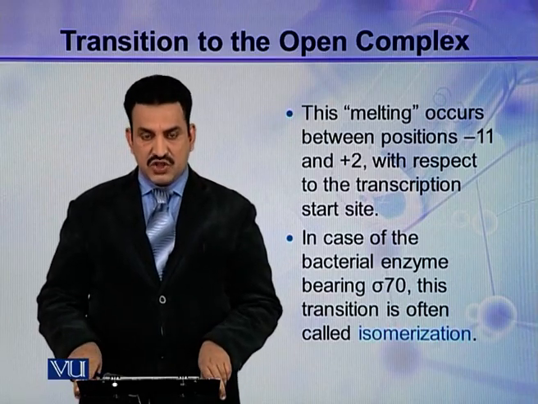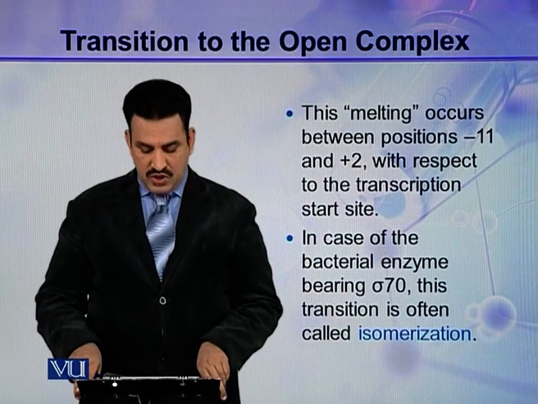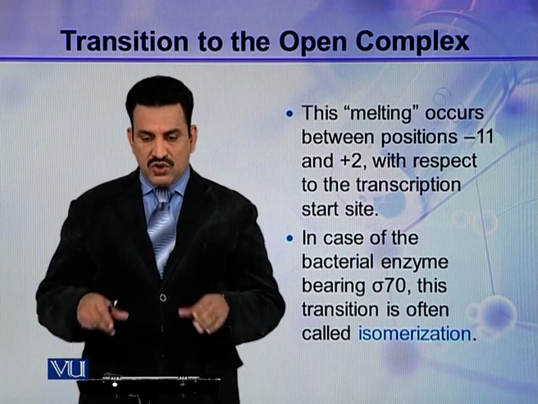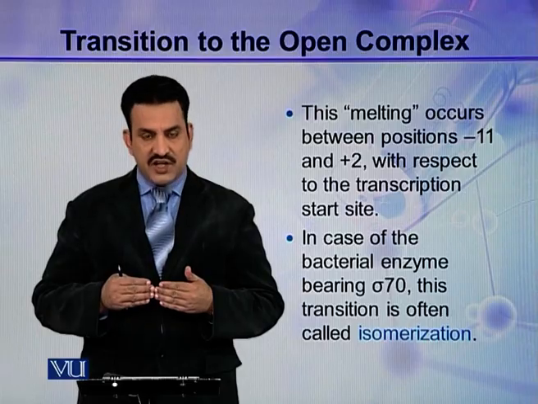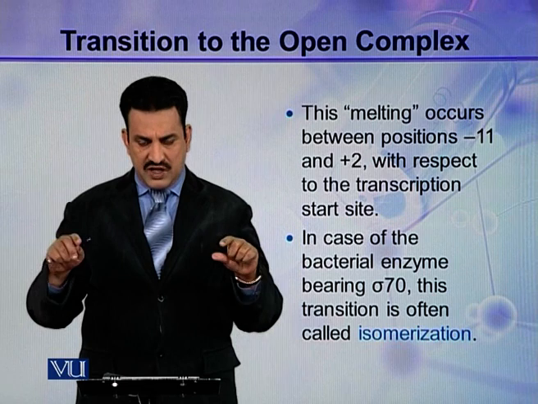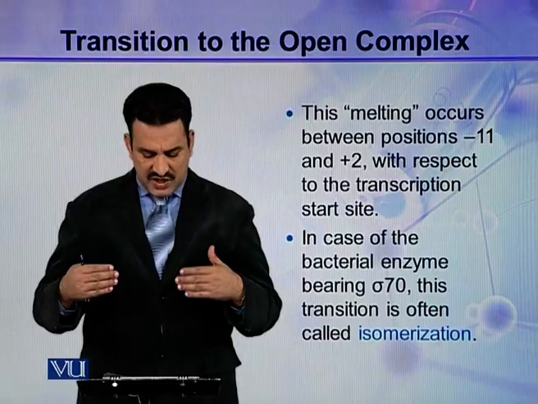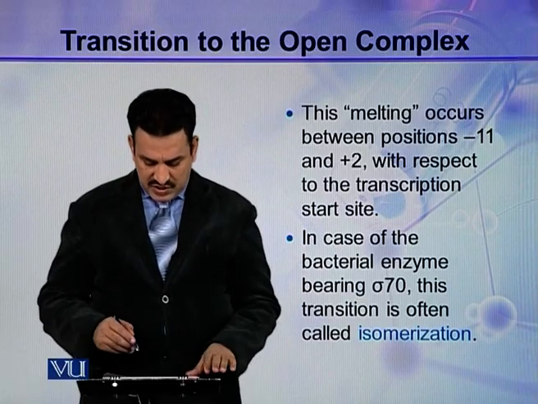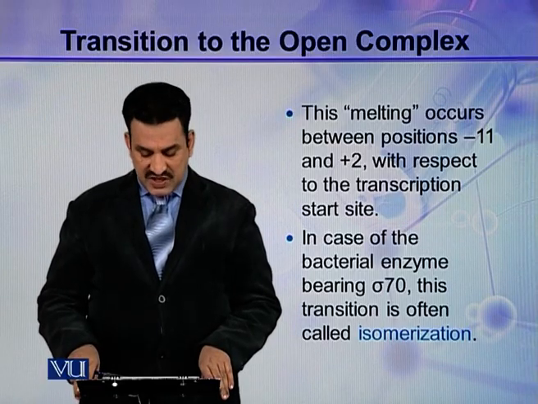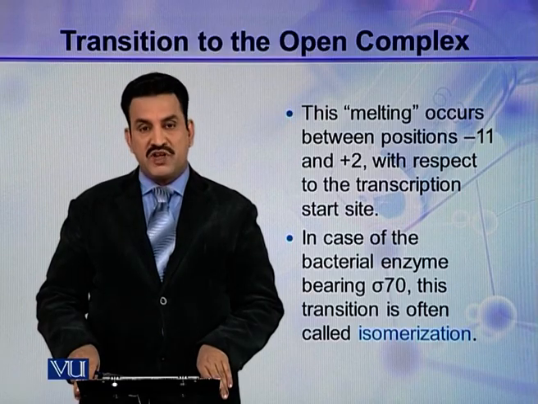This melting occurs between the positions -11 and +2 with respect to the transcription start site. So at the transcription start site, there are two positions on this DNA strand. One is recognized as -11 position site, and other is +2 site. In case of bacterial enzyme bearing sigma 70, this transition is often called isomerization.